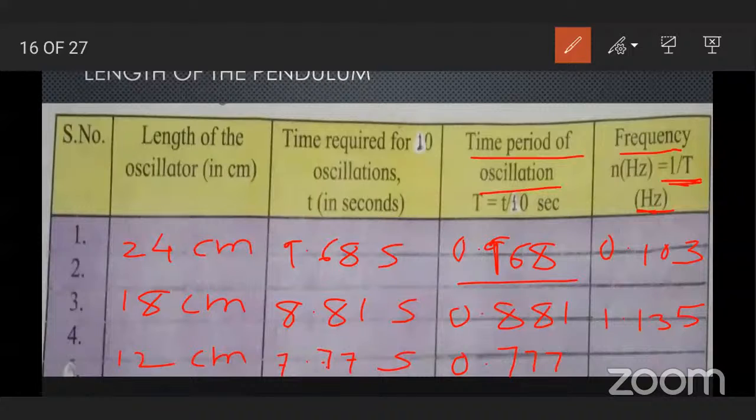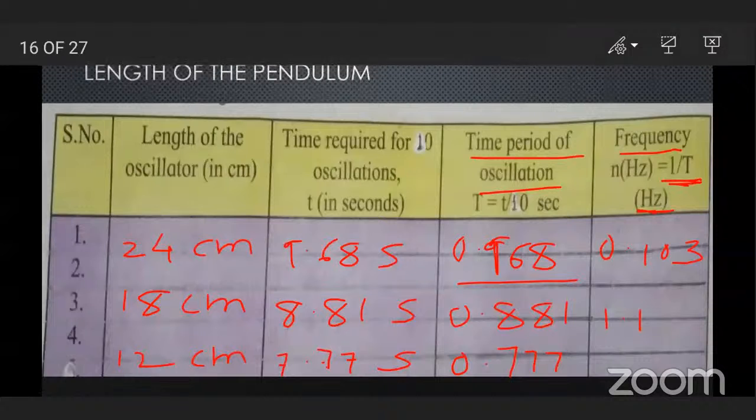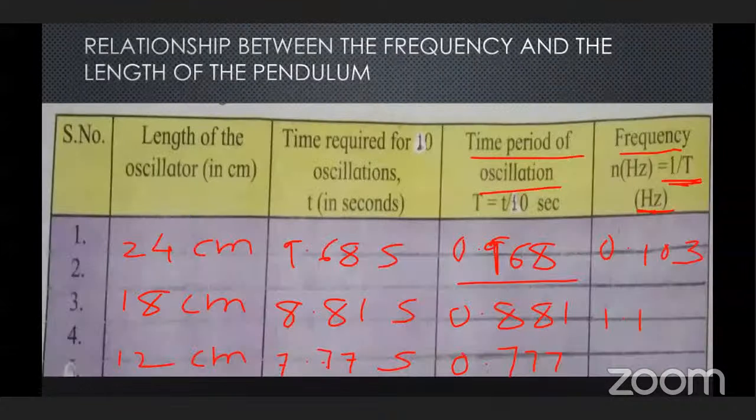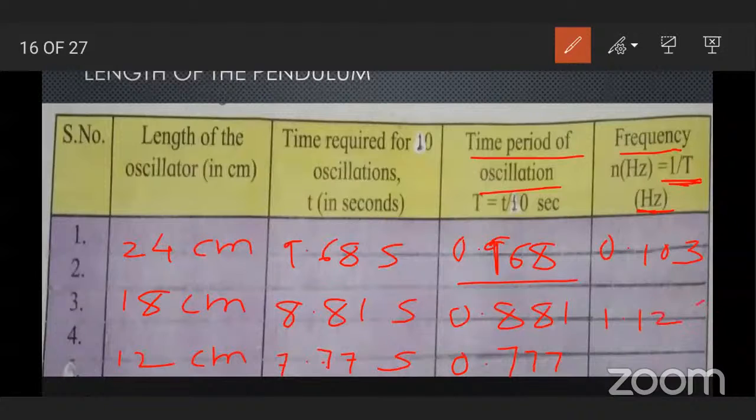Okay. The second one is 1.126. Yes. And next one, 1 divided by 0.777, it is 1.287. Okay. So now our observations are ready.